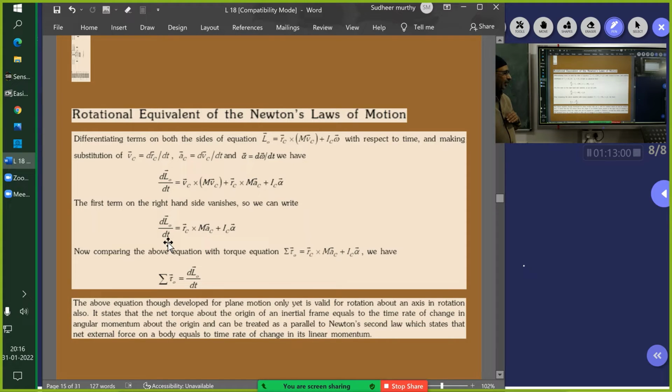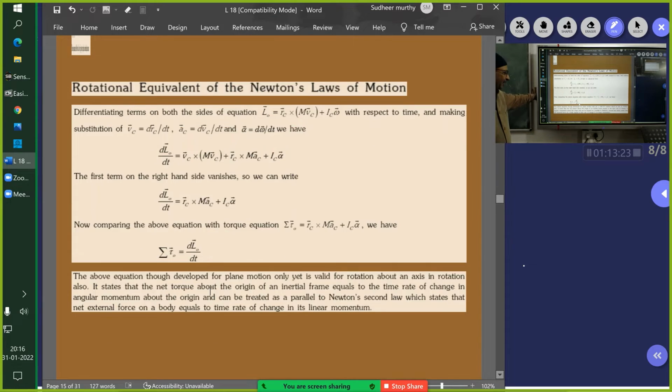So dLO by dt gives you tau bar. So tau bar will be equal to Rc cross mac plus Ic alpha. We have already dealt with this earlier. Comparing the above equation, this is the rotational equivalent of Newton's laws of motion, that is, Newton's second law for rotational motion. You have to write it like this.